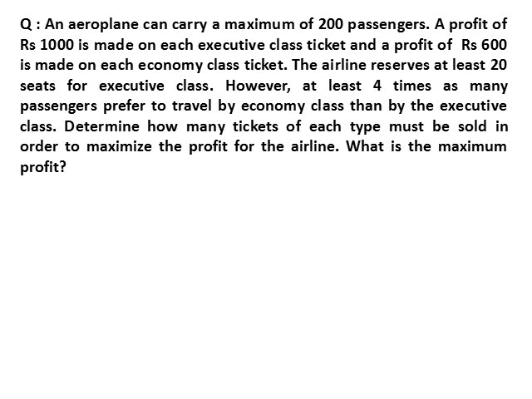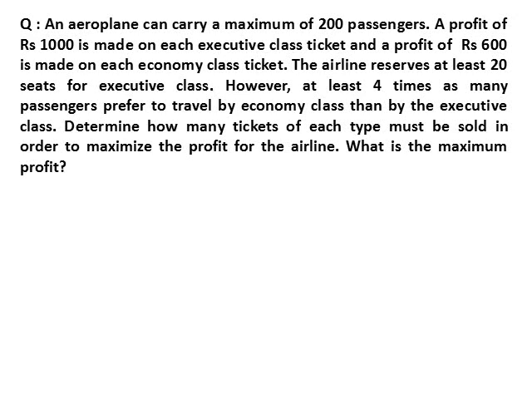Next question. An aeroplane can carry a maximum of 200 passengers. A profit of rupees 1000 is made on each executive class ticket and a profit of rupees 600 is made on each economy class ticket. The airline reserves at least 20 seats for executive class. However, at least 4 times as many passengers prefer to travel by economy class than by the executive class. Determine how many tickets of each type must be sold in order to maximize the profit for the airline. What is the maximum profit?